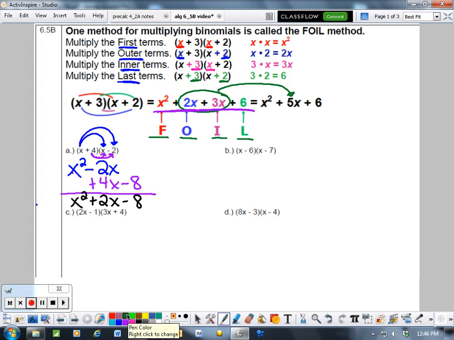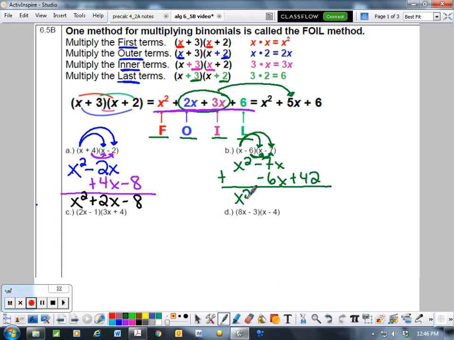So we're going to go ahead and try another one. So we're going to go ahead and multiply x times x times -7, and then I'm going to multiply -6 times x, and then -6 times -7. We combine our like terms, and there's our final answer. So those are really nice, simple binomials because our x's were just x's. There's no number in front.